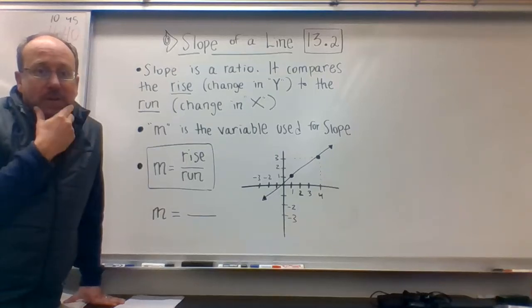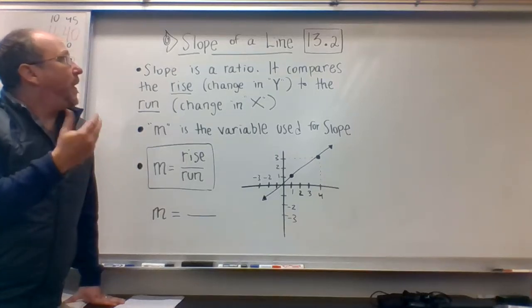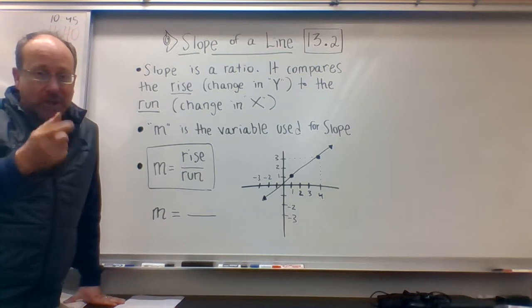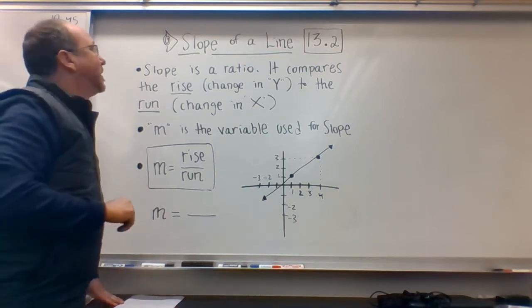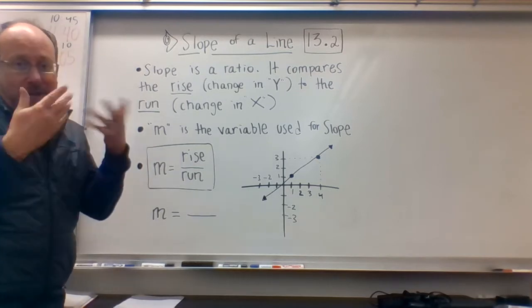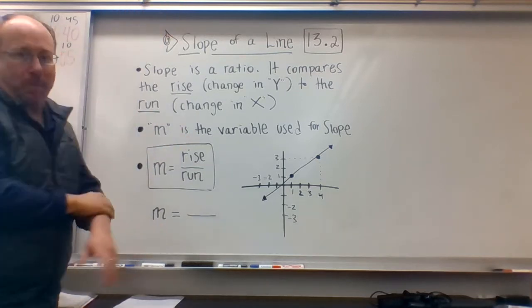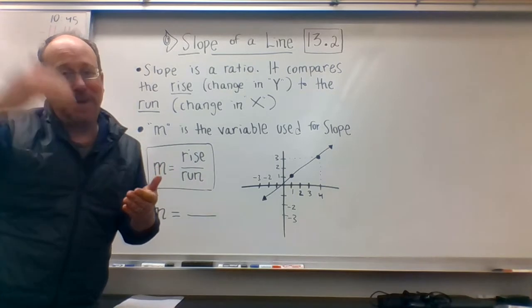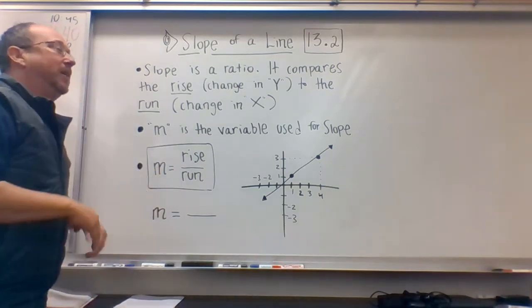All right, you guys, we're going to look at the slope of a line. So yesterday we looked at graphing linear equations. And today we're going to look at a specific component of the linear equation and of the line, and that is the slope. Think ski slope going up and down a mountain.